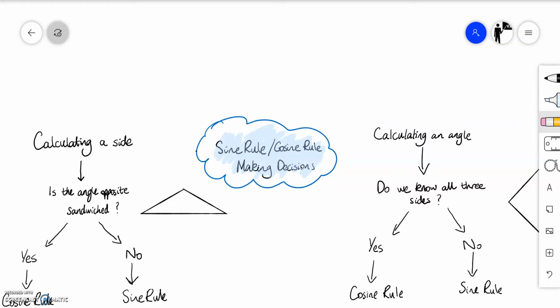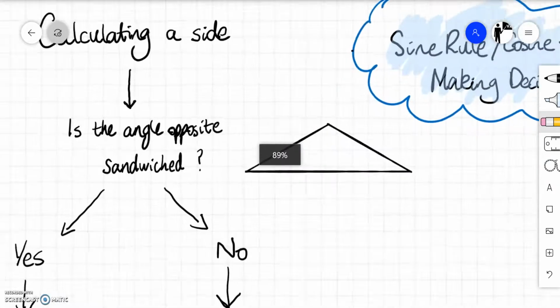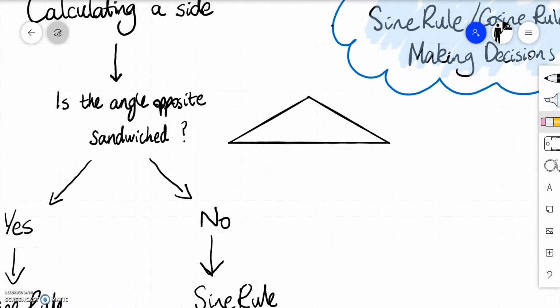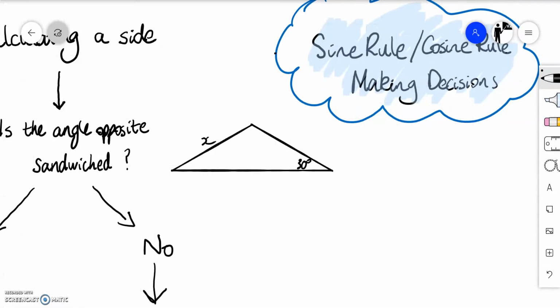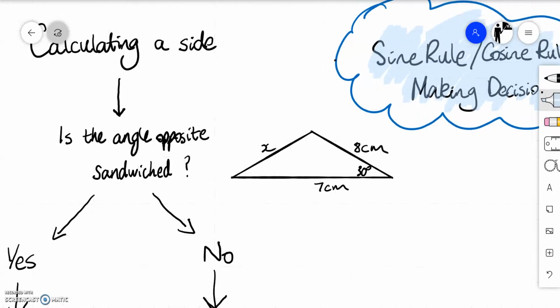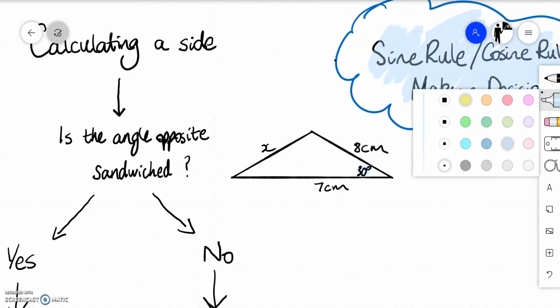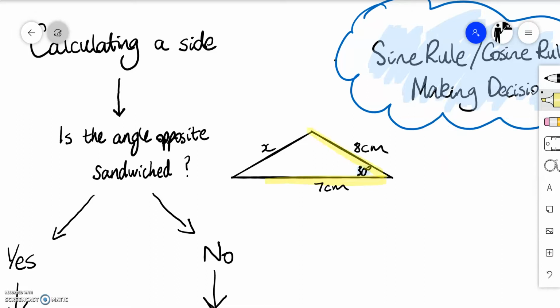If you're working out a side, the question I want you to ask is, is the angle opposite sandwiched? And this is just my way of putting it. So let's imagine we want to work out this side here. Let's say that I know the angle opposite, and that this angle here is 30 degrees. I say that that is sandwiched if the two sides from that angle we know. So let's say that that is 8 centimeters and that is 7 centimeters.